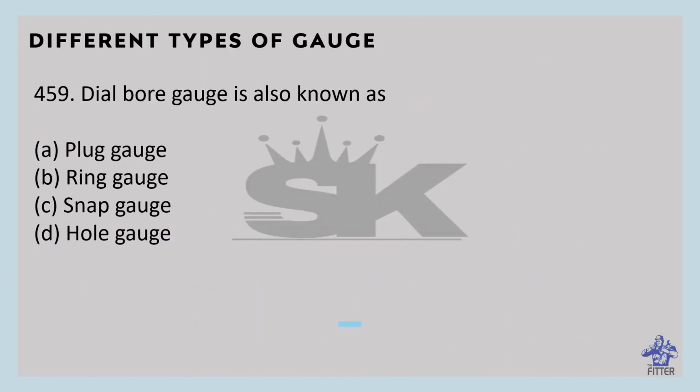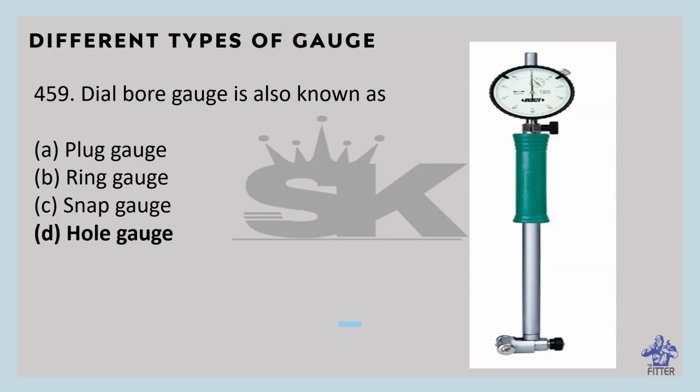Dial bore gauge is also known as hole gauge. So you can see here in the image, that is the hole gauge. It is used for measuring the inner diameter of bores. It is mostly used in engine cylinders to measure bore or hole diameter.